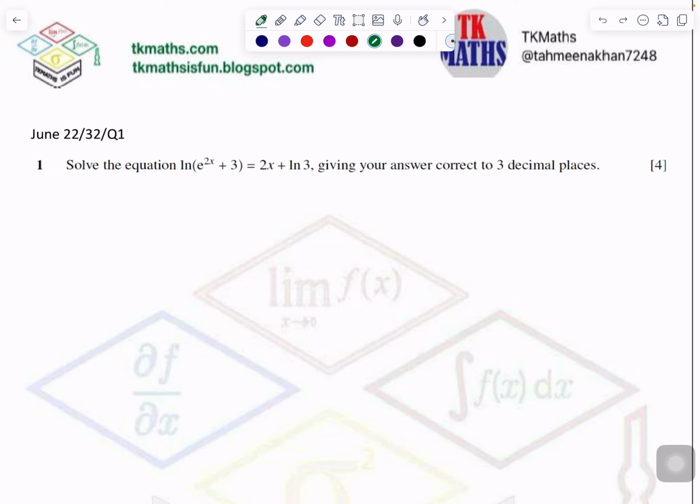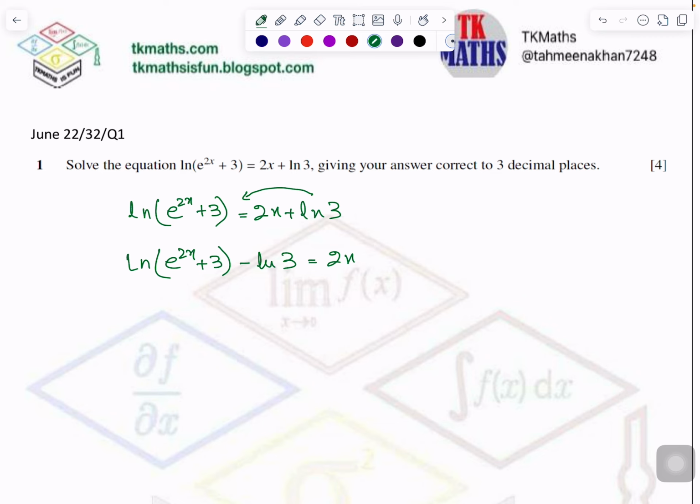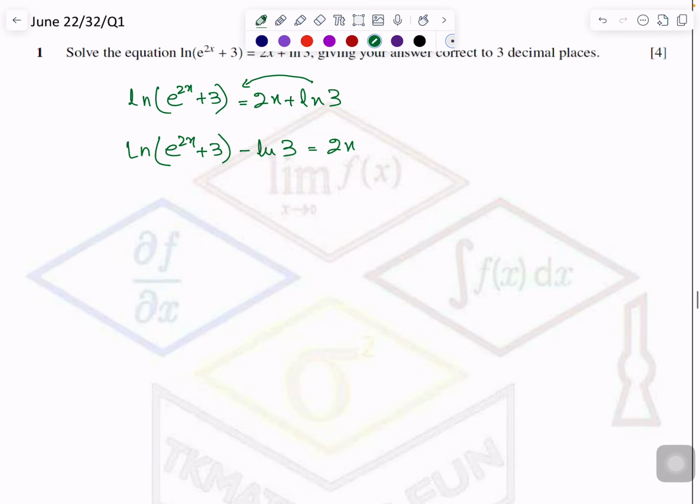So let's start solving it. ln e^(2x+3) = 2x + ln 3. Now ln is present in two terms, so I will bring this term to the left-hand side, where it will have a negative sign, and then apply the quotient rule. Now I have two ln terms on the left-hand side with a negative sign in between, so I can apply the quotient rule immediately. It will become ln of e^(2x+3) divided by 3.